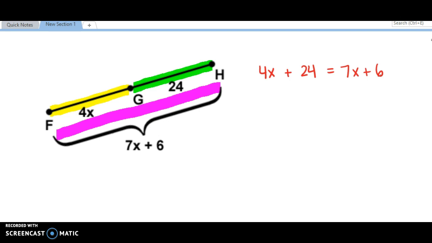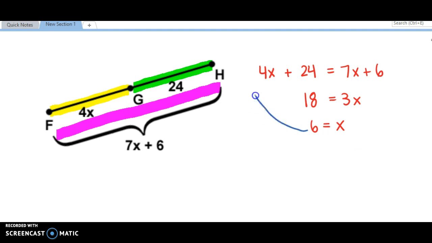Now I'm going to go back and use my Algebra 1 skills and solve this. If I subtract 4x from both sides, I end up with 3x. If I subtract 6 from both sides, I end up with 18. To undo the multiplication, I use division, and I get x equal to 6. Now, I want to go back and double check to make sure that I did everything properly.